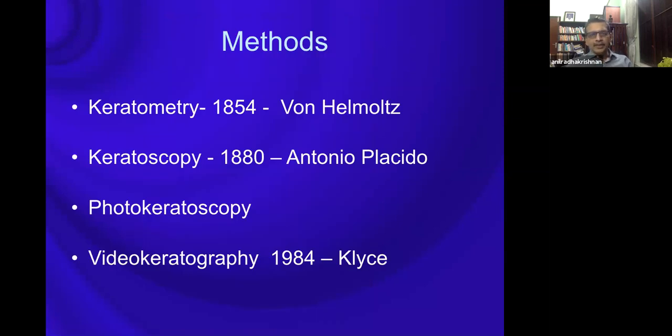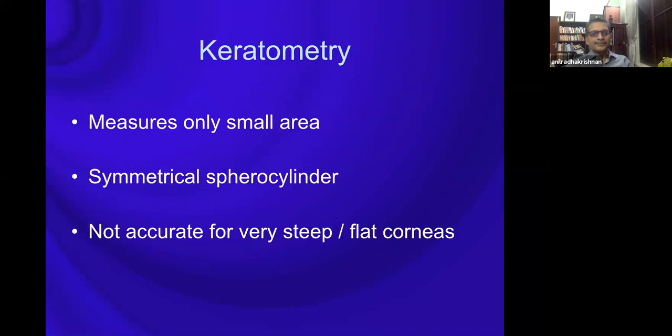So keratometry dates back to 1854, and then came keratoscopy. Video keratography in its crude form came first in 1984, so almost 1.5 centuries after keratometry was discovered, then came video keratography.